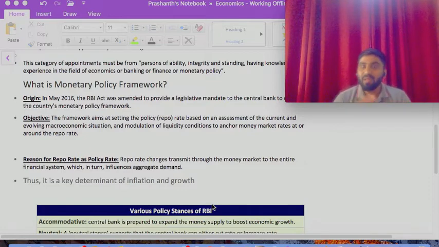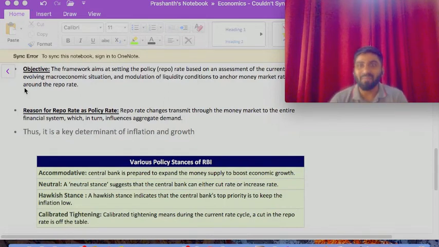Now, coming to the repo rate, what stand the government or the RBI or the monetary policy committee takes is very important. Coming to the policy stance of the RBI, there are 4 different policy stances which the RBI takes. They are accommodative, neutral, hawkish, and calibrated tightening. Accommodative is a stance wherein the monetary policy committee is okay to reduce the interest rate in order to boost the growth within the economy. We have already seen, once there is a lot of money within the market, there is a chance or scope of growth, there is a scope for employment. So that is one thing.